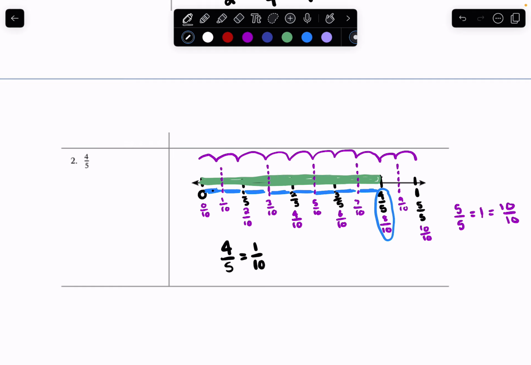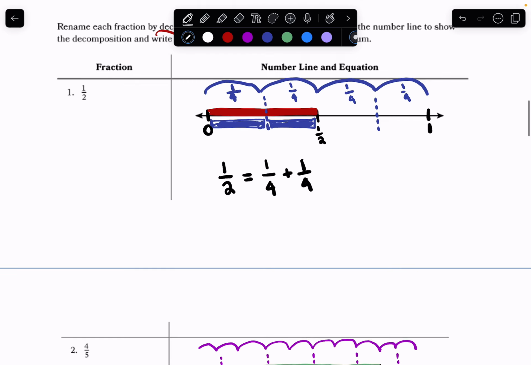1/10 right here, plus 1/10 right there, plus 1/10 right there, plus 1/10 right there, plus 1/10 right there. And we should have 8 of them. 1, 2, 3, 4, 5, 6, 7, 8. 8 tenths and 4/5 are equivalent fractions. And this is an equation that shows that. All right, so we did our number lines first.